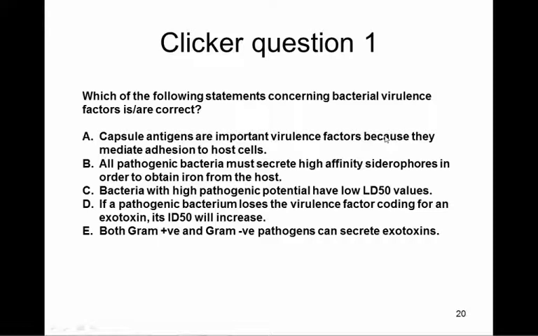Maybe. So it won't be able to provoke symptoms. And that's what you detect to determine the ID50. Yeah, maybe.